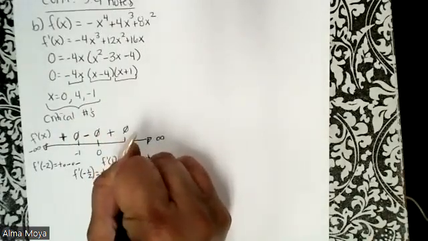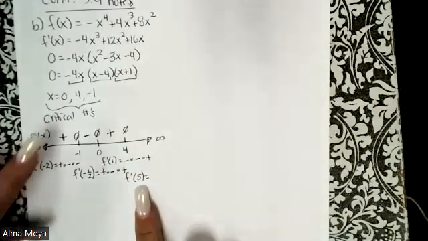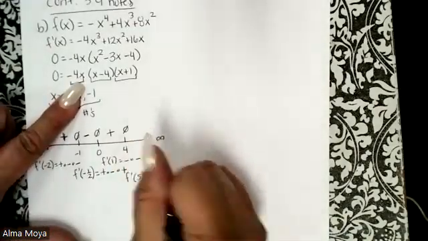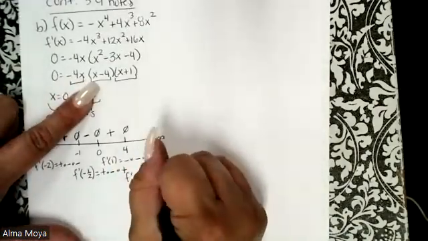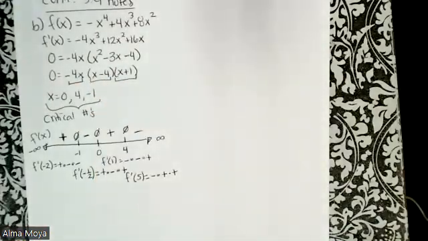And then the last part, let me plug in a number bigger than 4, so like 5. If I plug in 5, that's going to be a negative. 5 minus 4 is going to be a positive. 5 plus 1 is going to be a positive. So that's going to give me a negative region.